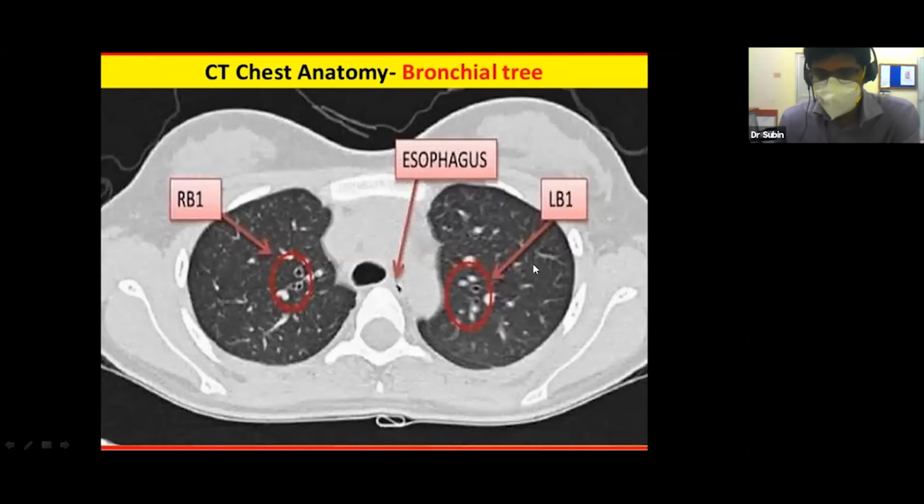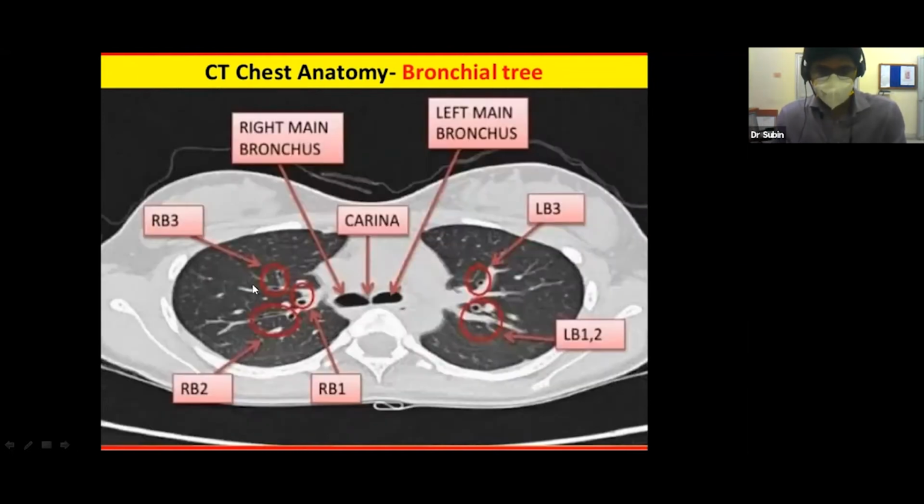If these things are continuous when you scroll from top to bottom, that means it could be vessels. If they are non-contiguous, if you see one single dot, those could be nodules. If they are bigger lesions, then it could be masses. So that's how you differentiate bronchus versus vessels.